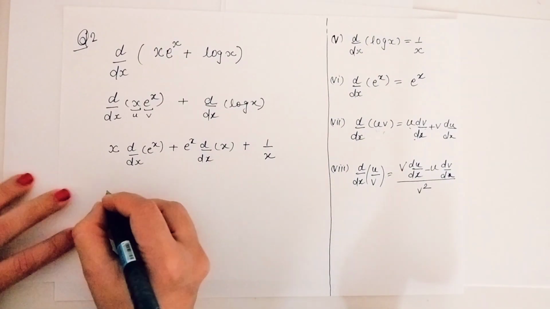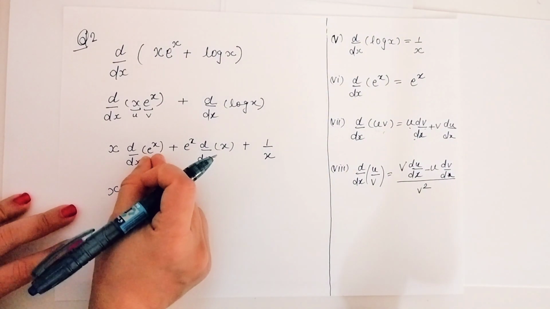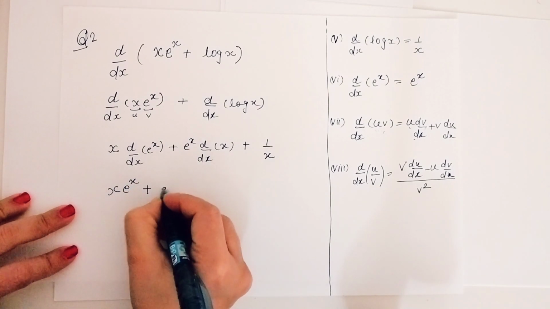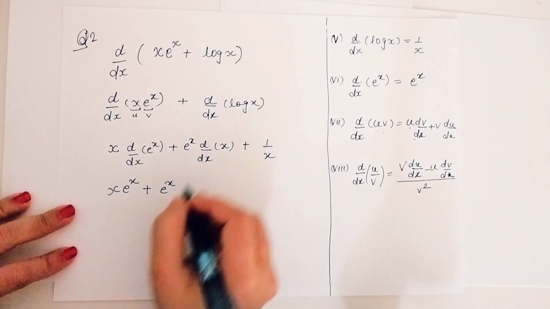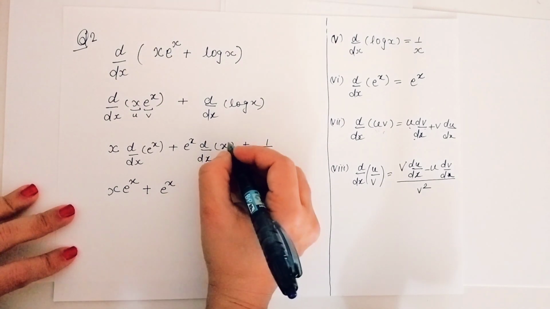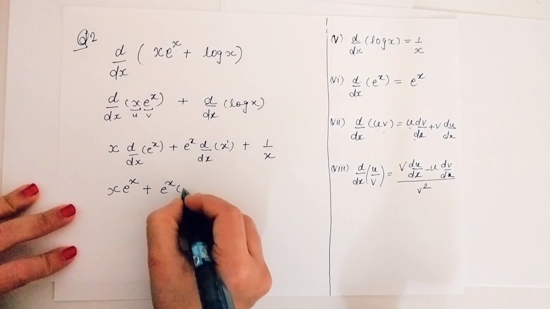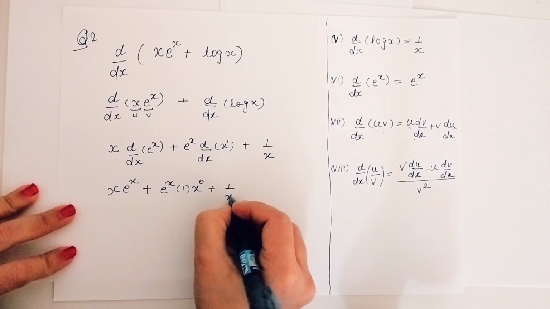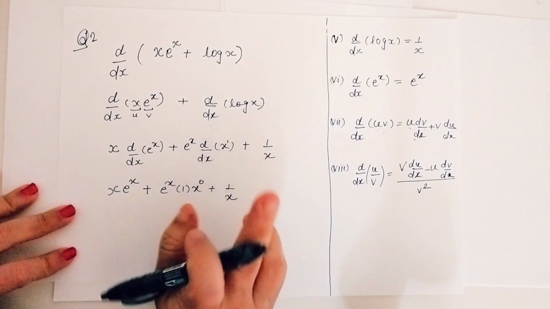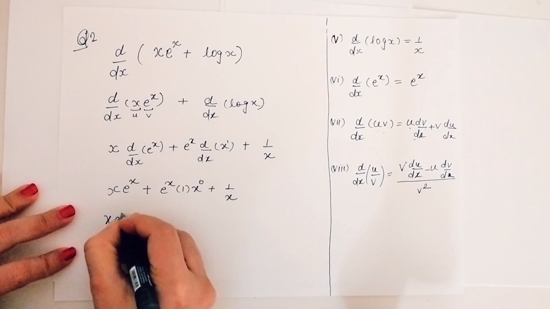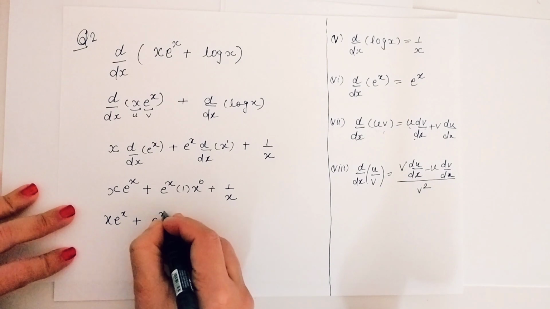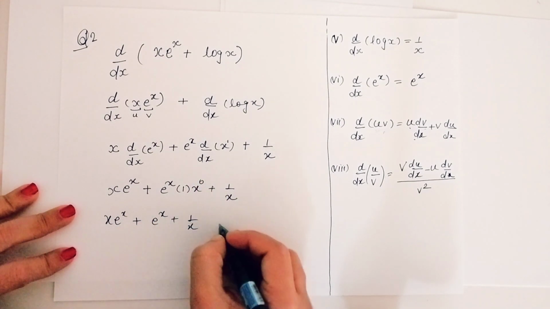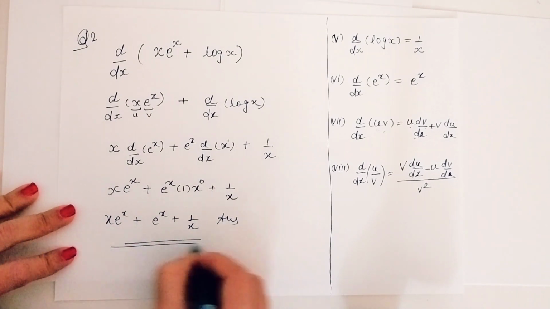So x, what is the differentiation of e raised to power x? It's e raised to power x only, plus e raised to power x. What is the differentiation of x? This is x raised to power 1, that means 1, x raised to power 1 minus 1 is 0, plus 1 by x. Basically the differentiation of x is 1 only. So we get x e raised to power x plus e raised to power x, since x raised to power 0 is 1, plus 1 by x. So this is the answer of this question.